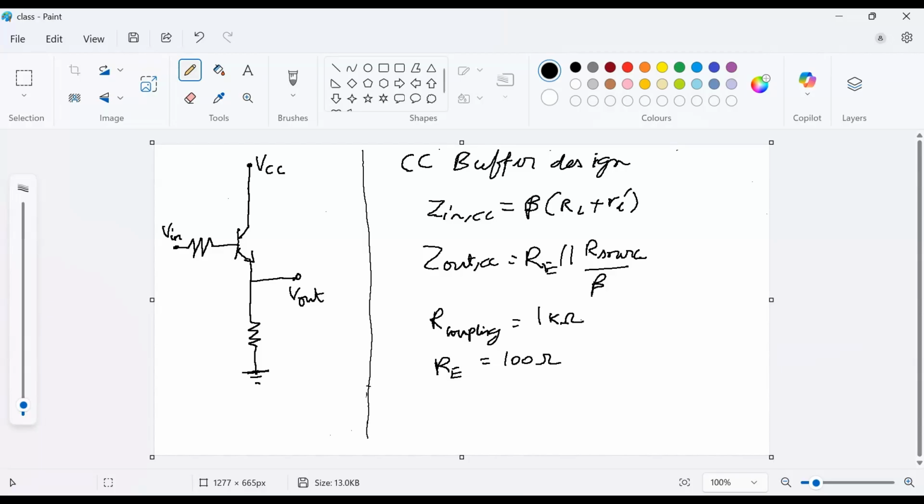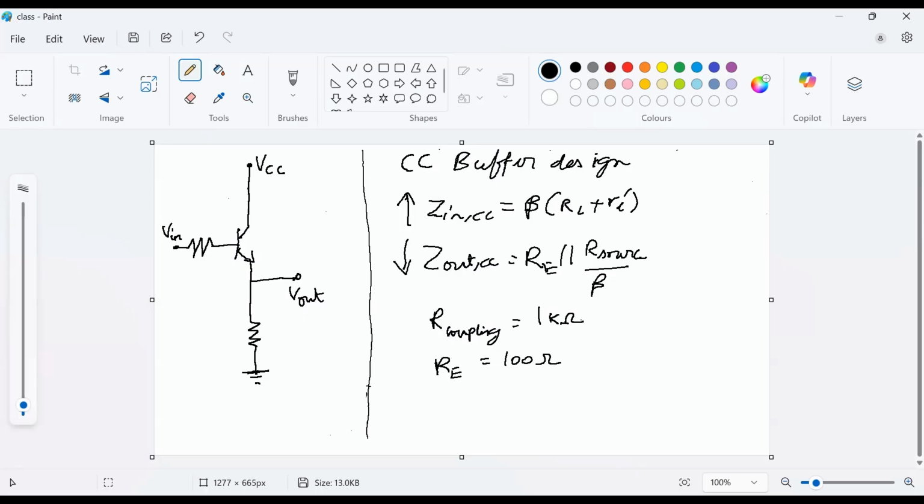In order to limit the current through the buffer stage, the base current, we need to have a coupling resistor. So in this design step, we need to calculate the value of the coupling resistor and the emitter resistor for the CC buffer. The rationale behind choosing these resistors is to have a high input impedance and a low output impedance for this stage. So Zin of the CC buffer should be high and Zout of the CC buffer should be low.